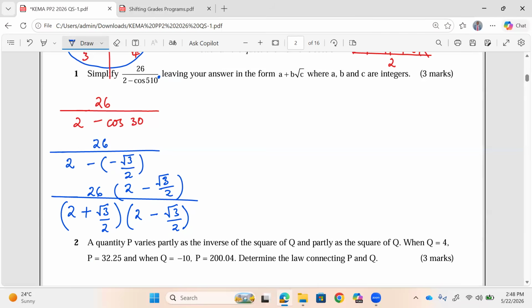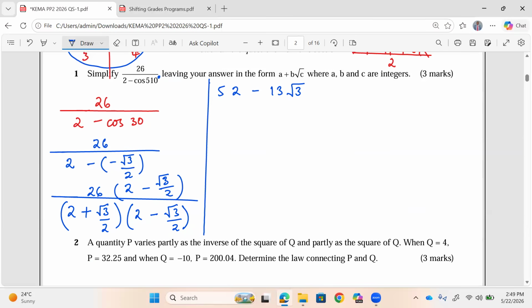Now we can open brackets. From the numerator, we shall have 52 minus 13, the root of 3. Yeah, because 2 is the denominator. So when you multiply by 26, the 2 cancels, 26 to 13.